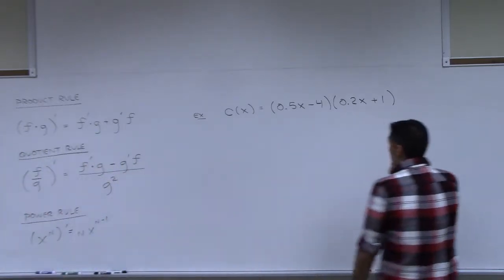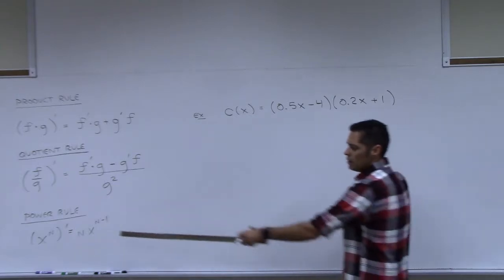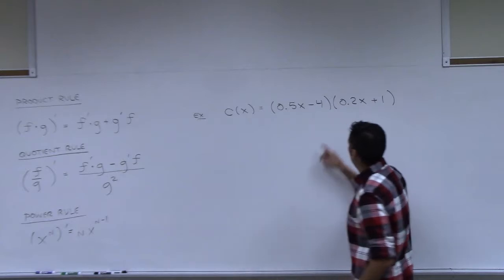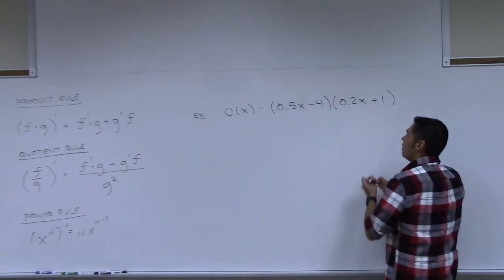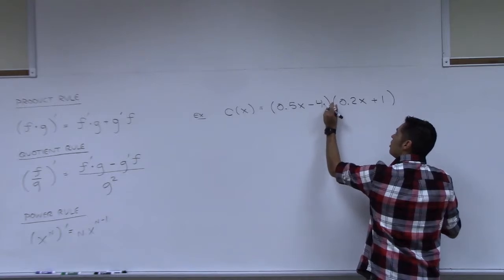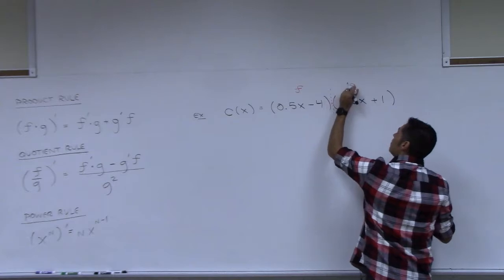All right. So again, you cannot just use the power rule. Can't just use this because you have a product right there. Okay, you have multiplication right there. So because you have multiplication here, you can split it up. Look at this as being F and this as being G.